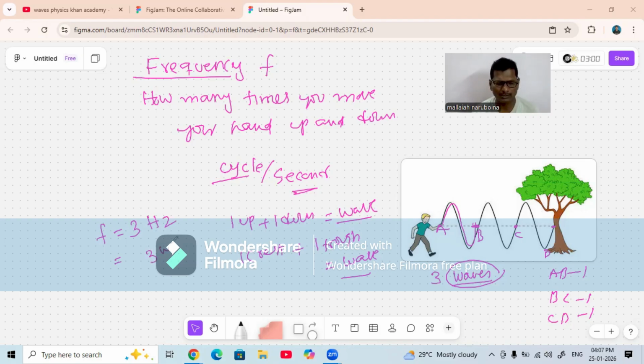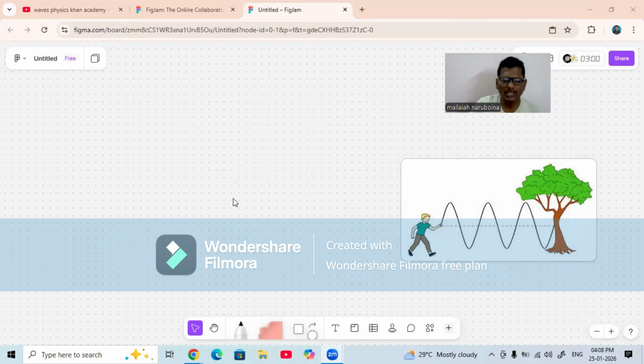He produced 3 waves or 3 cycles, or he moves his hand up and down 3 times. That is the meaning. Okay, 3 waves. If you shake the rope faster, the frequency is very high. If you shake the rope slowly, the frequency is smaller. Smaller the frequency, I will write here.